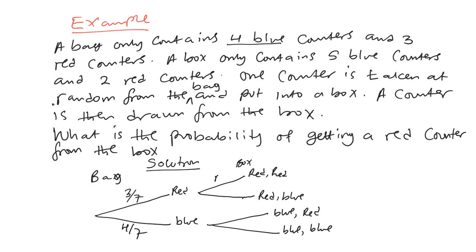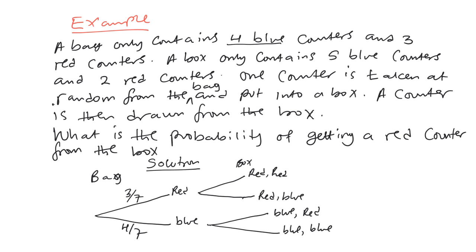Okay, so we have to understand what we are dealing with. This is conditional probability because the probability of the first event affects the next one. Let's see. So if we picked a red from the bag and placed it into the box, we need to know what is the content of red in the box. A box only contains 5 blue counters and 2 red. So if you bring a red from the bag and put it into the box, it will be 3. The sample space will increase by 1. 5 blue remains, but the red will be 3.